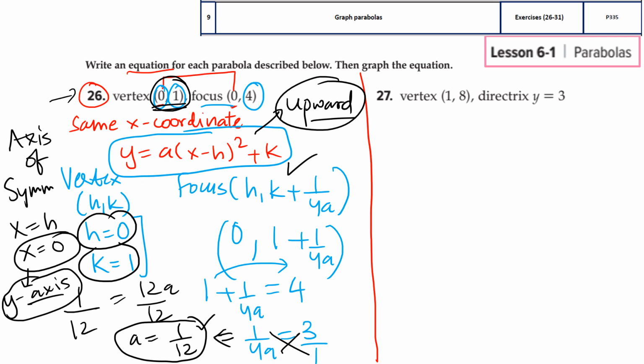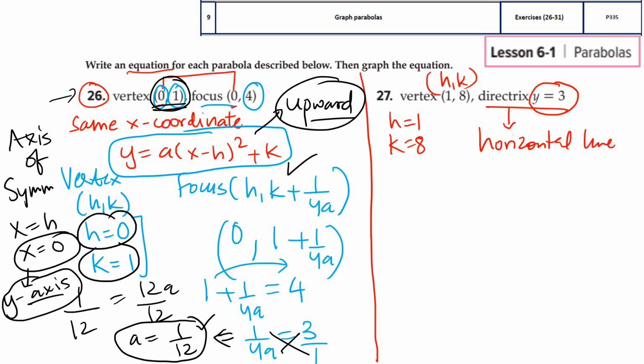Okay, so the graph we'll do on the other side. Let's finish 27 also in a similar manner. The vertex is very simple. The vertex is (h, k), so you know h is 1, k is 8. Now let's see how the directrix helps. If you look at the equation of the directrix, it's given to you: y equal to 3. It means if I graph this, it will be a horizontal line, right? Passing through which point? (0, 3).